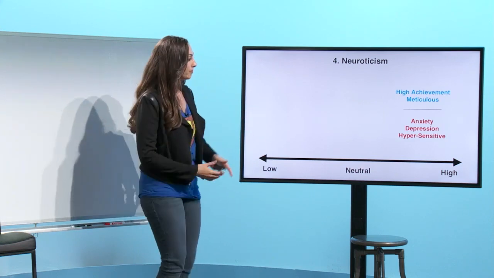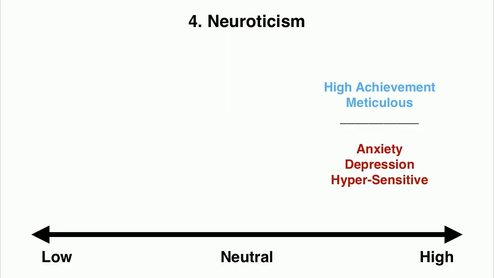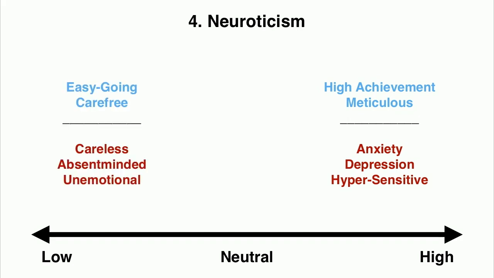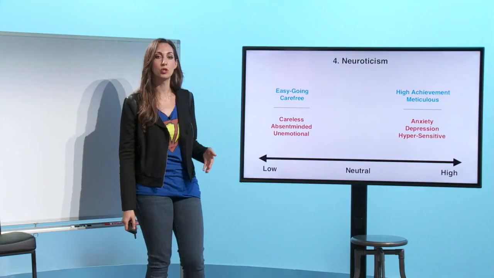So, neuroticism. People who are high in neuroticism are typically high achievers and they are meticulous. They look at every single detail. On the downside, they tend to have high anxiety, high depression, and they are seen as hypersensitive, or they can be highly reactive. On the low end, people who are low in neuroticism are easygoing and carefree. They're very stable. But the problem is sometimes they can be seen as careless. Carefree turns into careless. They're so detached. They can be seen as absent-minded or unemotional because they don't necessarily need to have an emotional reaction to everything.